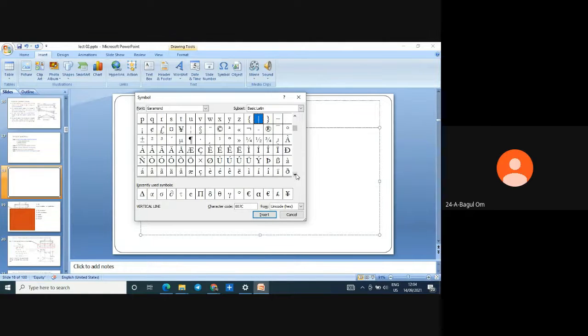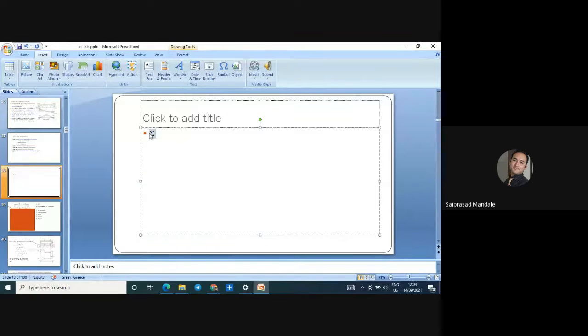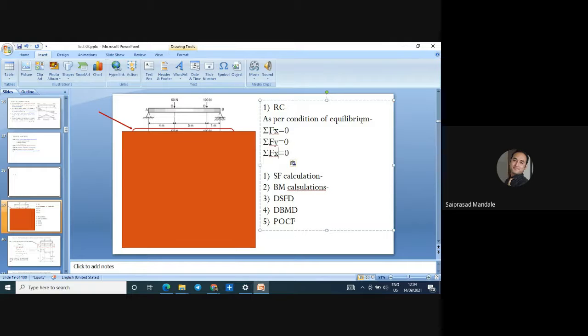Sahil? Summation of x equal to 0, summation of y equal to 0, and summation of moment equal to 0. Very good. These are the three different conditions that we will be focusing on. The first condition is summation of Fx is equal to 0. The second condition is summation of Fy is equal to 0. And the last condition is summation of moment is always equal to 0.